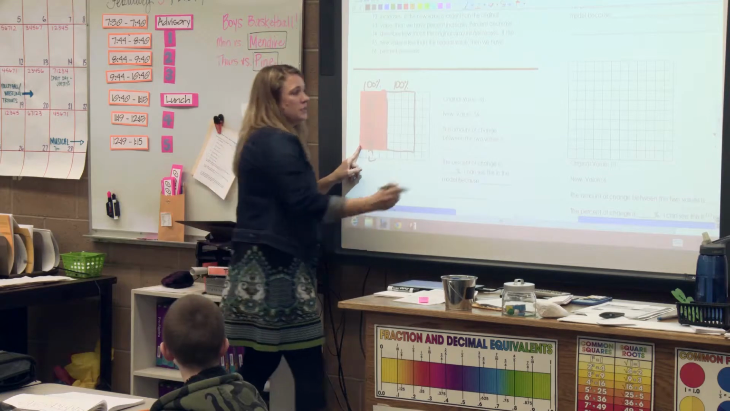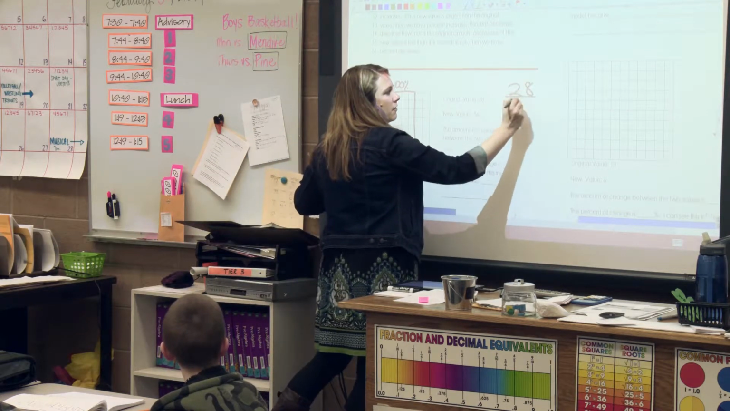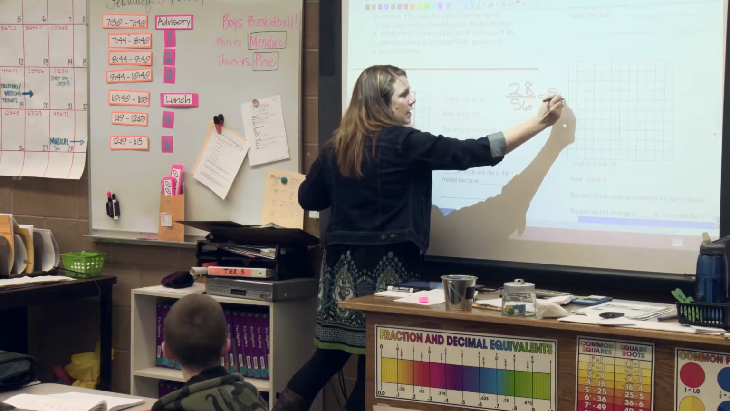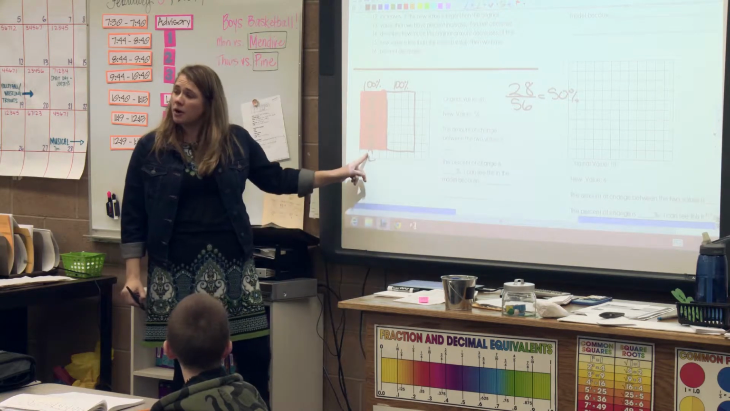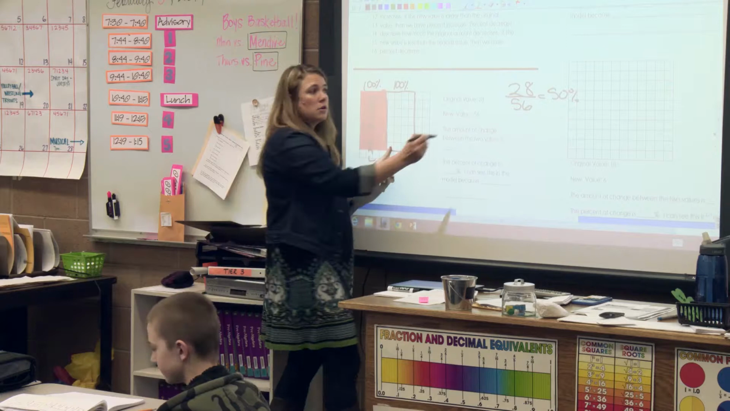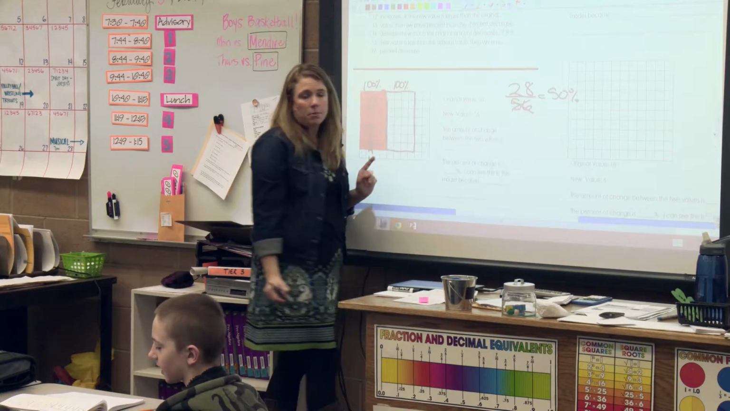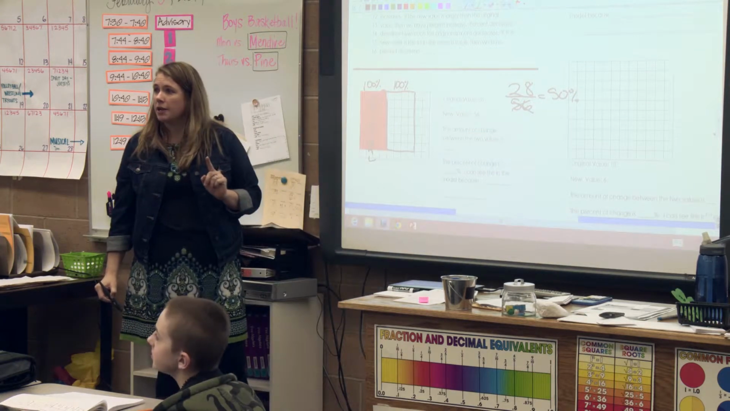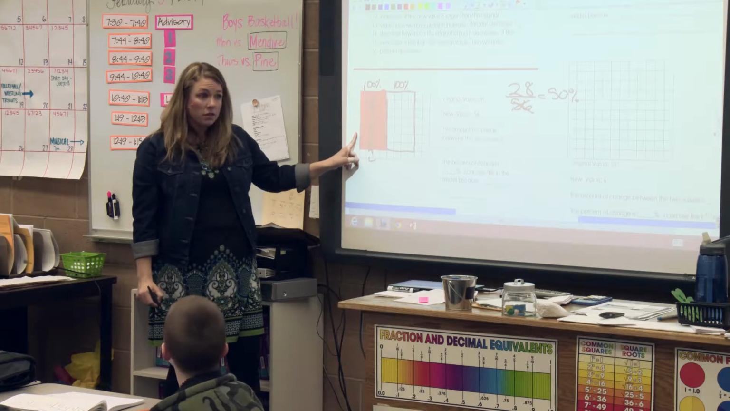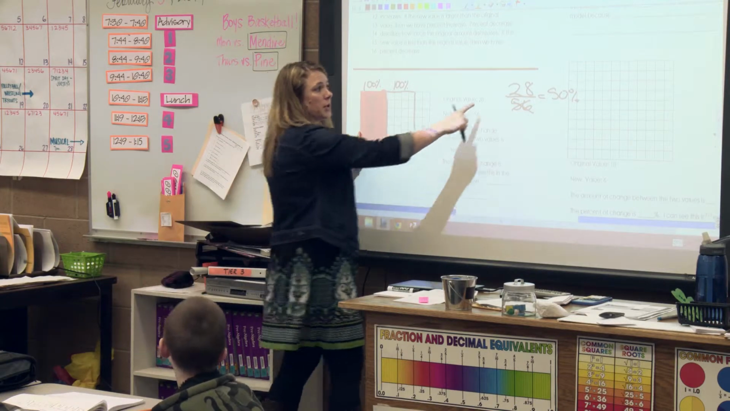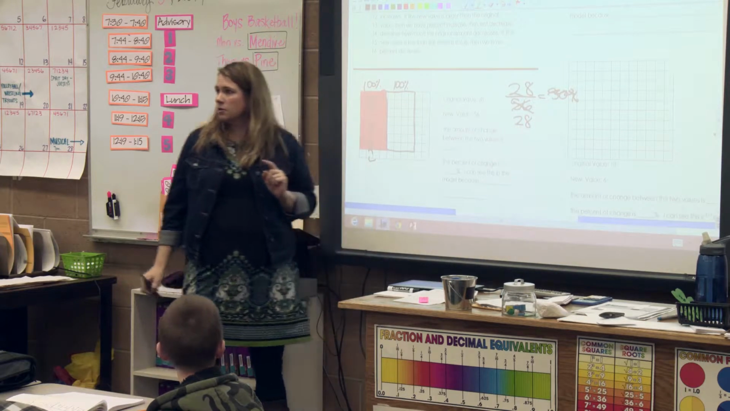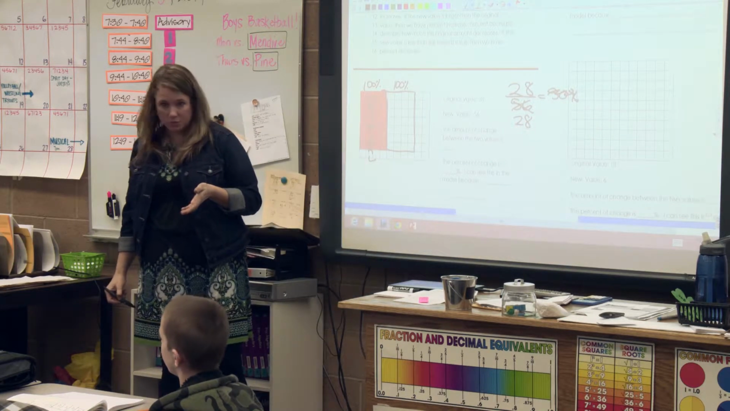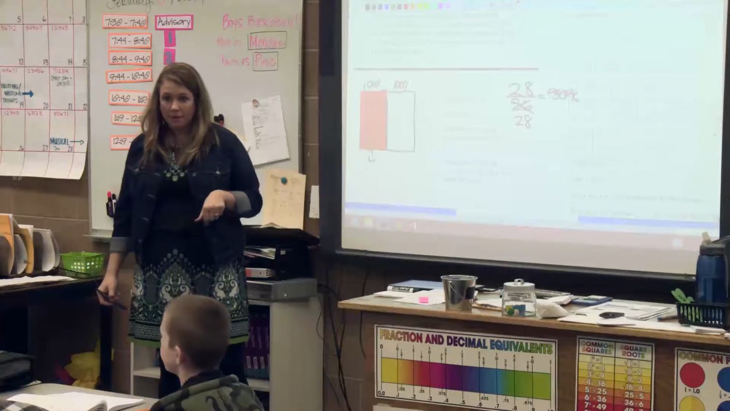Originally, a lot of you said, well, 28 out of 56 is 50%. But we are not comparing to the new shape. We are comparing to what we started with. So we're comparing 28 to 28, which is 100%. Do we agree with that?